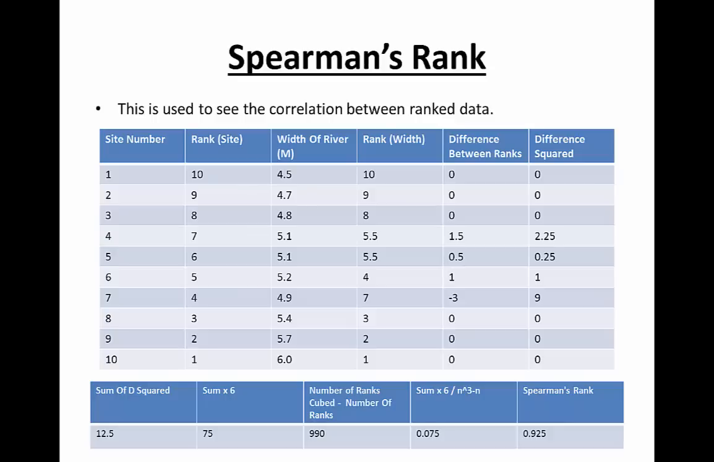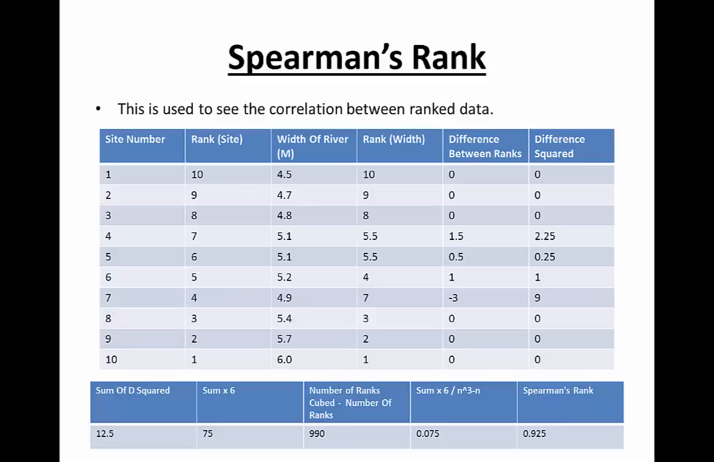We then have to cube that and subtract the number of ranks that we have actually collected. So that is 10 cubed, which gives us 1000, minus 10, which is 990. We then take the sum of the difference squared times 6, and divide this by the 990 which we've just got, which you can see here is the sum times 6 divided by n cubed minus n, and this gives us 0.075.